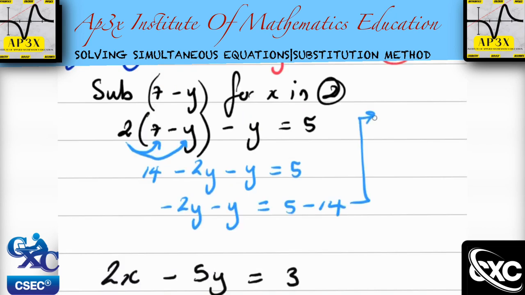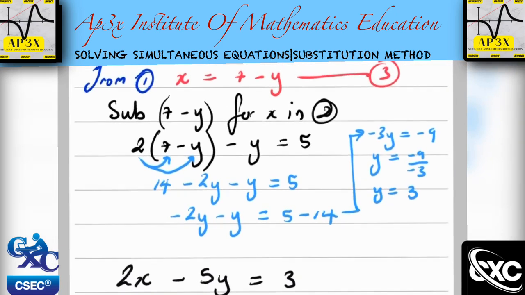So bringing this up here, I'm going to end up with minus 2y minus 1y gives minus 3y. And so what we have then is 5 take away 14 is negative 9. So then I can split the product here by dividing both sides by minus 3. So then y is equal to minus 9 divided by minus 3. y is equal to positive 3. And so therefore that is the solution for y.